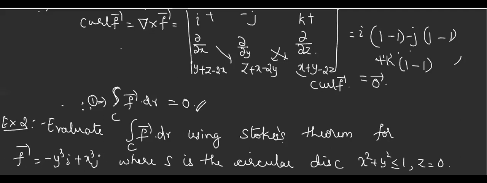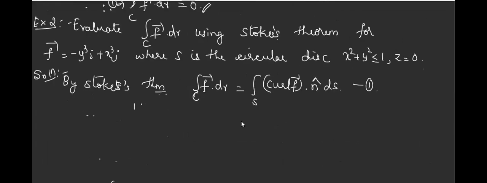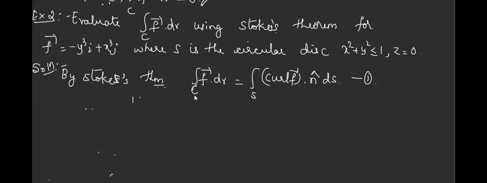Line integral f dot dr over c can be written in terms of curl f, no? Write this result from Stokes theorem: integration over c f dot dr is equal to integration over S curl f dot n cap ds. Right? So let us find what curl f is first. Again, what is curl f? Del cross f.